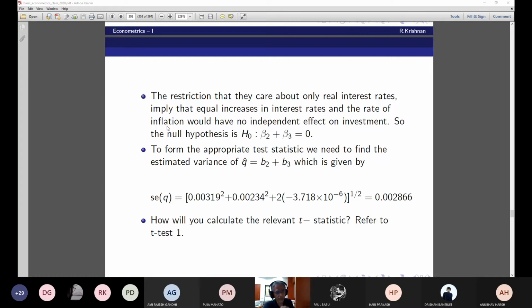Okay, somebody else is asking. Gandhi, you were asking something? So that part is like minus 3.719, that is covariance B2, B3. B2, B3. Yeah.